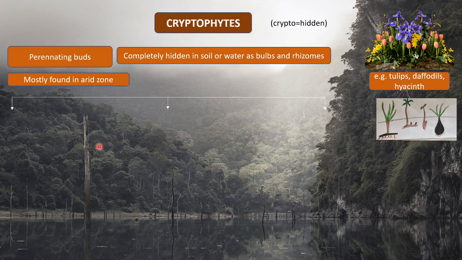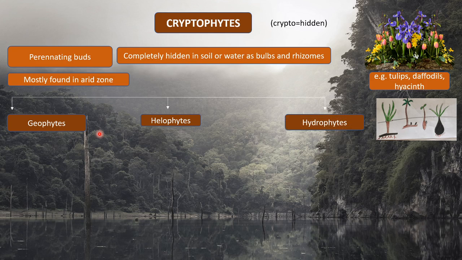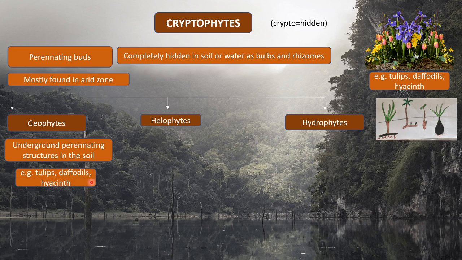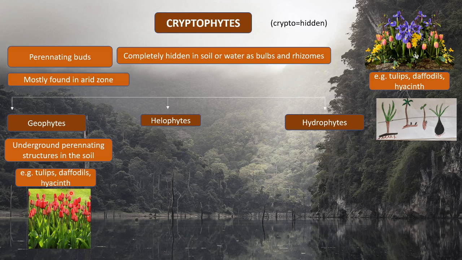Now these cryptophytes are mainly of three types: geophytes, halophytes and hydrophytes. Geophytes are those with underground perennating structures in the soil. Here come most of the examples, like tulips, daffodils and hyacinth. Sorry, hyacinth I'll actually put into hydrophytes. This is just a mistake. I'll explain what is there in hydrophytes.